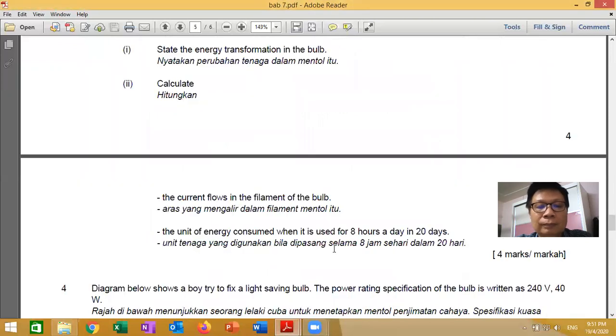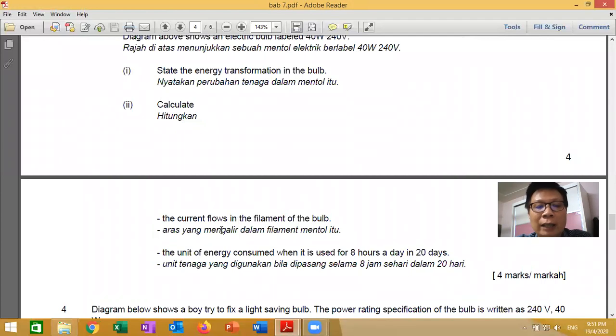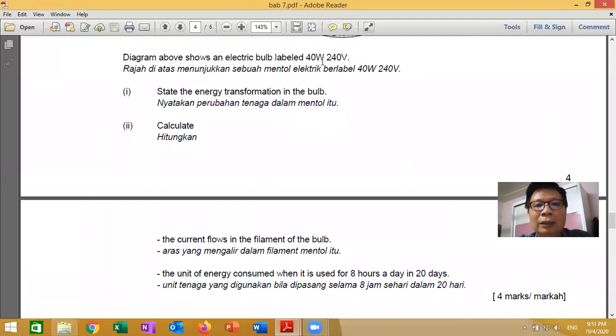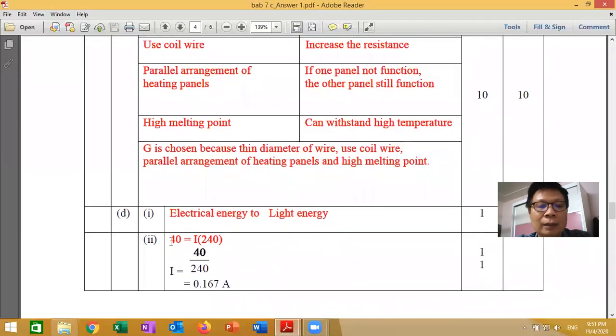The second one, the calculation: calculate the current. We have power, we have voltage, to find current. You see, P equals VI, use this formula. Power 40, voltage 240, find the I. So you get 0.167 ampere. 0.167 ampere is the answer.